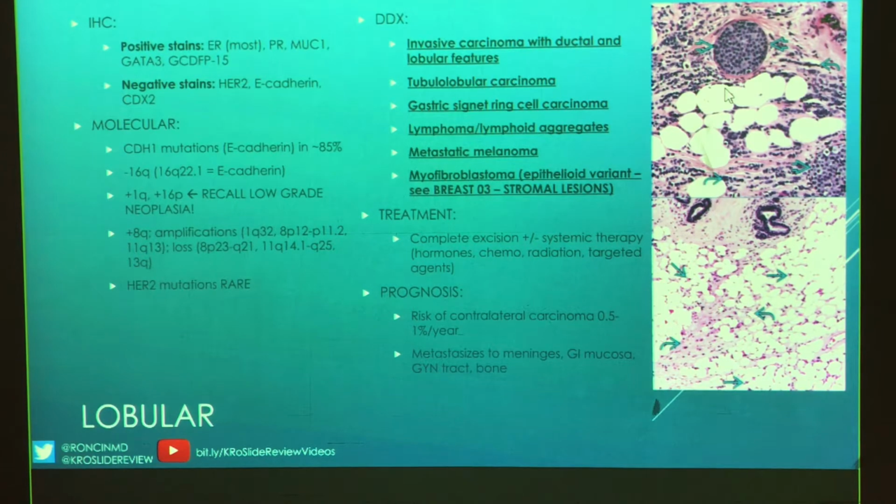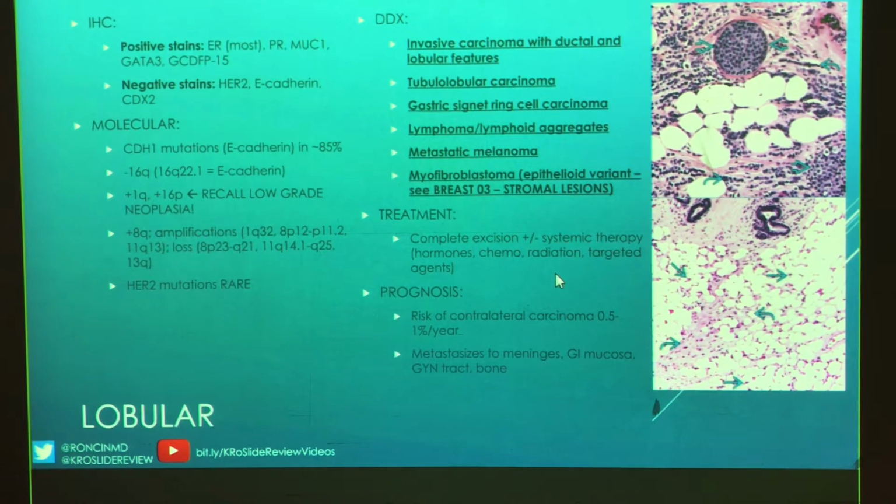Our differential are things that we've already kind of talked about. So is it going to be like a mixed type carcinoma? Is it going to be a signet ring carcinoma, lymphoma, metastatic melanoma, and epithelioid variant of myofibroblastoma, which we went over in the last session, which is, again, breast stromal lesions. So make sure you go back to that if you're going, what's a myofibroblastoma? What's this epithelioid variant? How can this look like invasive lobular? The treatment pretty much is going to be exactly the same as ductal or no special type.